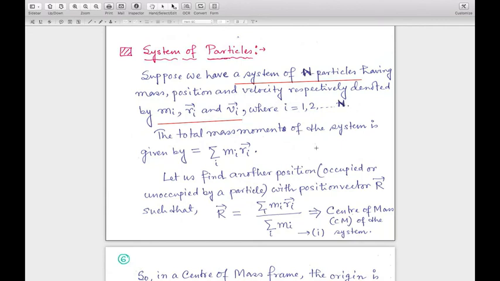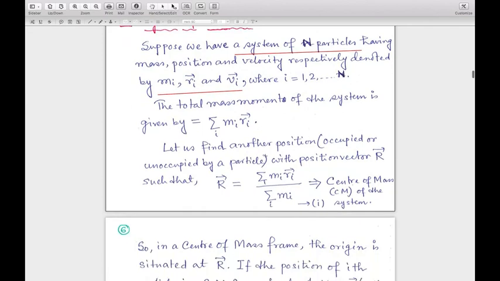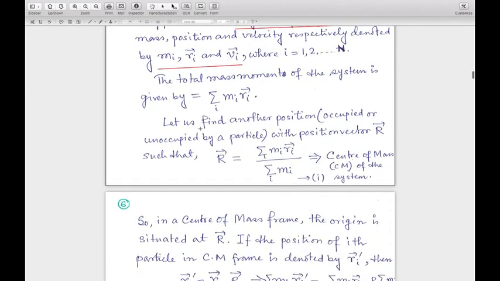The total mass moment of the system is then defined by the sum over i of mi ri vector, where the mass moment of a single particle is simply the mass of that particle times its instantaneous position vector. Okay. Now if we define another position vector, given simply by the ratio of the total mass moment of the system to the total mass of the system, denoted by capital R, then this is known as the famous center of mass of the system.